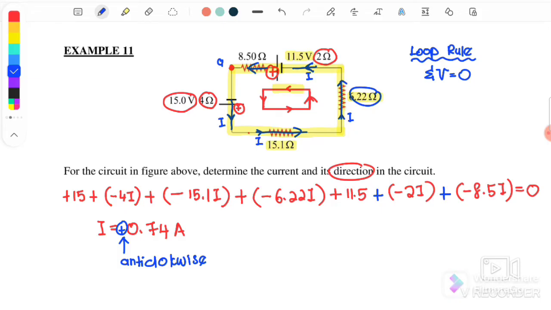If, let's say, the answer that you get is negative, it means that the direction of the current from the diagram is actually in the opposite direction. So if you get negative, it means the current actually flows clockwise. Now we get positive, meaning that based on the diagram, the direction of the current is correct. Next we will go to example 12.